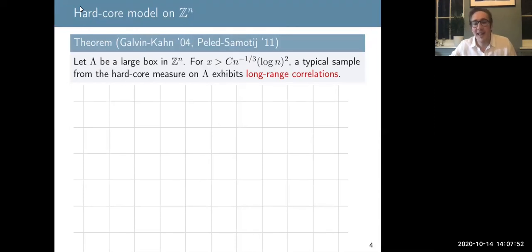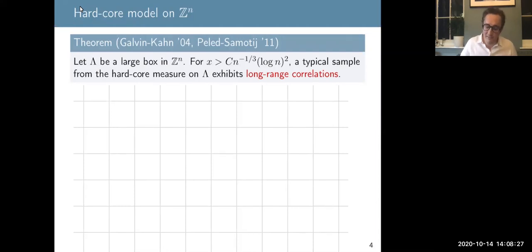What they show is that as soon as this parameter x, remember this was the degree to which we were biasing towards small or large independent sets. So again, small x, I'm going to be typically selecting a small independent set, and as I crank up x, this independent set should become denser and denser. If I take some large box in Z^n, then what they show is that a typical sample from the hardcore model, as long as x is bigger than roughly n to the minus 1/3, a typical sample exhibits long-range correlations.